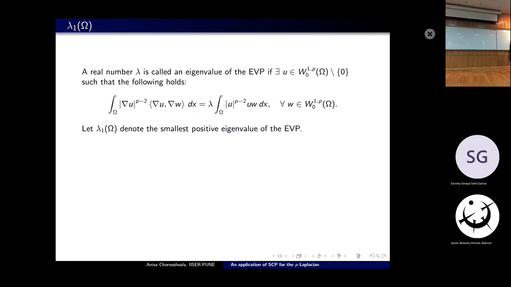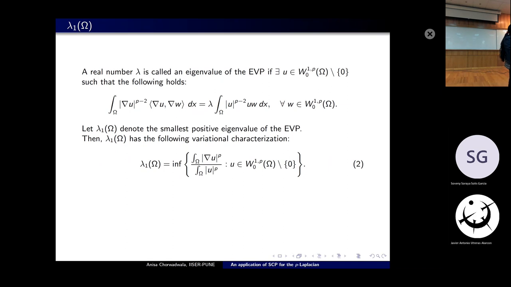And by lambda 1 of Omega, I would mean the first, or the smallest positive, eigenvalue of this eigenvalue problem. It has the following variational characterization: it is given by the infimum of this quotient, where this u is again running over the same space, non-zero functions in the Sobolev space. And we know that this eigenvalue is simple.